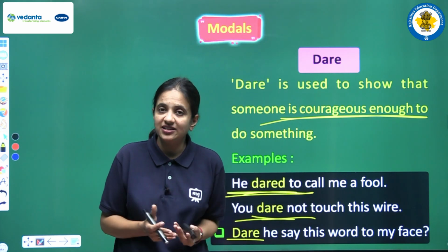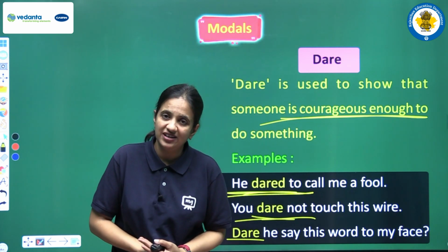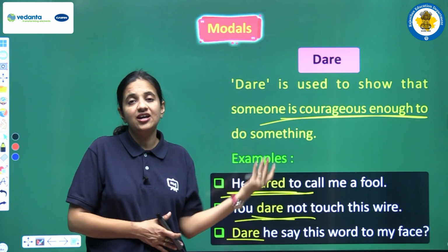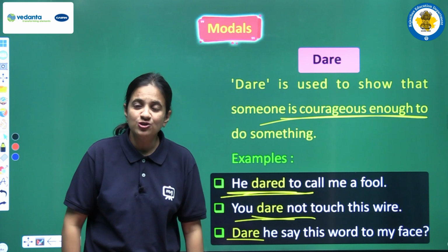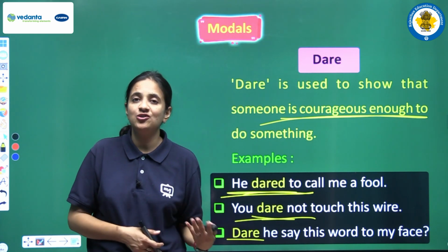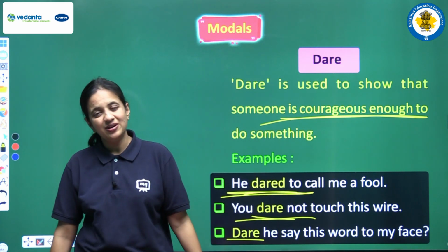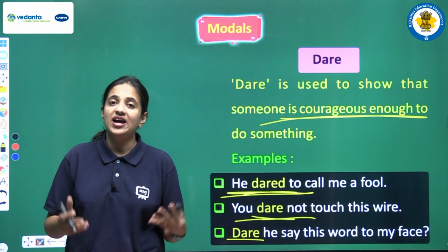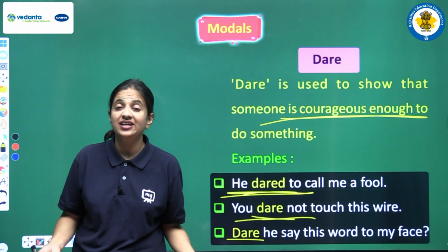Yes, it can be used in all the different patterns, but the only use of this model is that it shows someone's courageous nature, that he is courageous enough to do something, and to show this we can use dare. It can be used with all the subjects, all the persons, and in all the different patterns of sentences. Clear? So this is all about dare, and we have completed our models. We have discussed all the different models in great detail. We have seen the different uses, and we have seen so many examples.